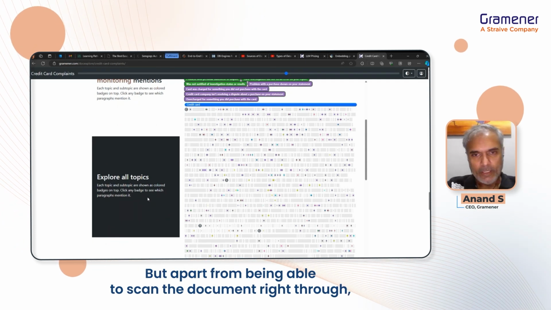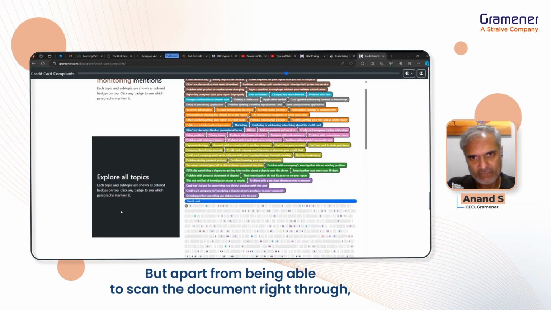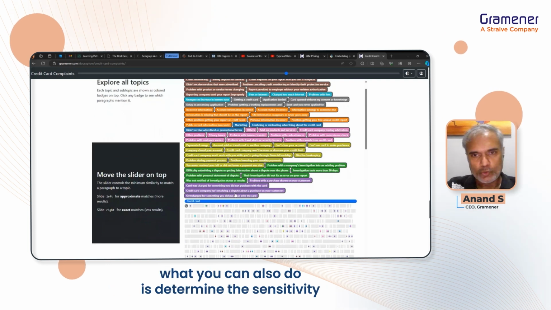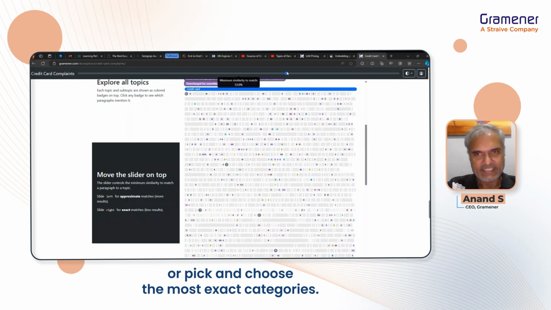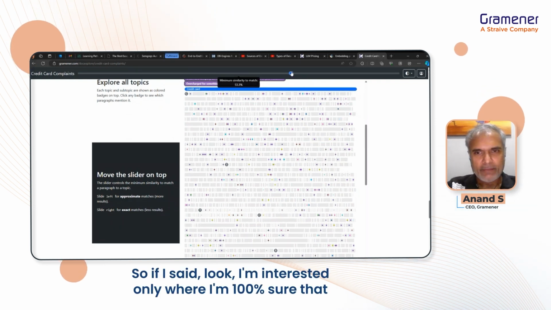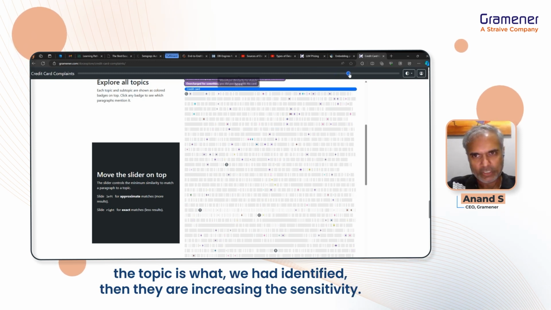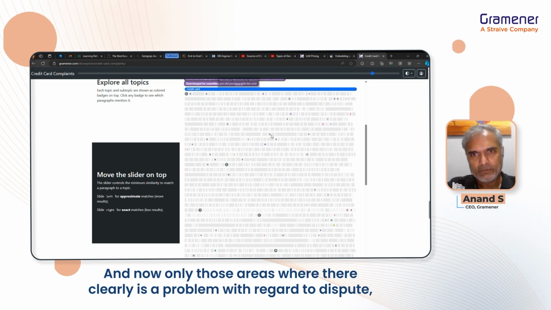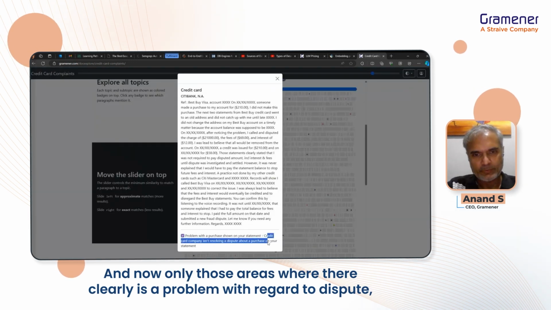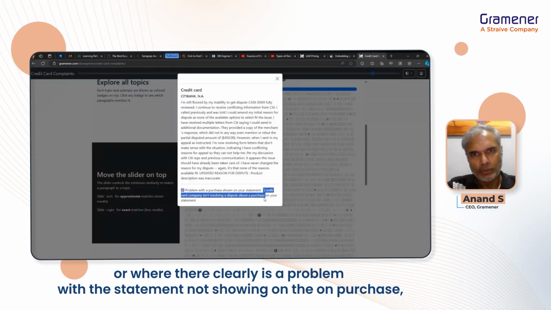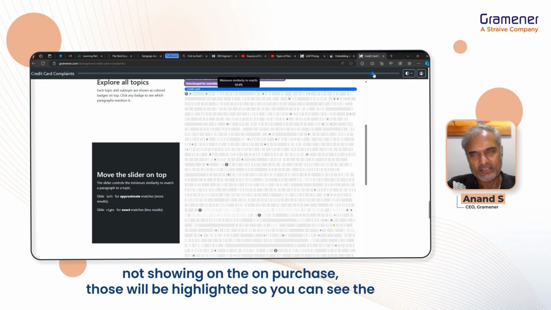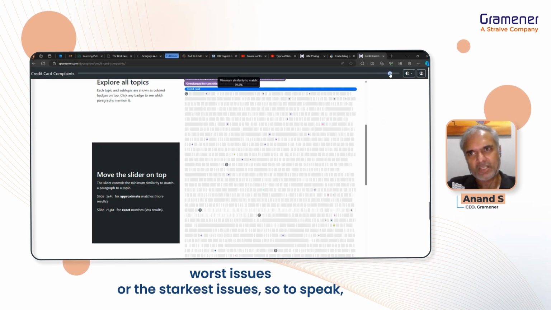And you can automatically pick and choose from the categories. But apart from being able to scan the document right through, what you can also do is determine the sensitivity or pick and choose the most exact categories. So if I said, look, I'm interested only where I'm 100% sure that the topic is what we had identified, then we are increasing the sensitivity. And now only those areas where there clearly is a problem with regard to dispute, or where there clearly is a problem with the statement not showing on purchase, those will be highlighted. So you can see the worst issues or the starkest issues, so to speak.